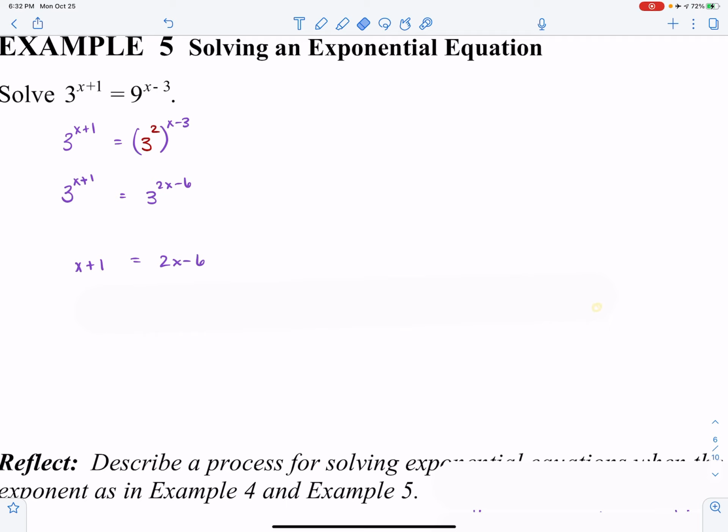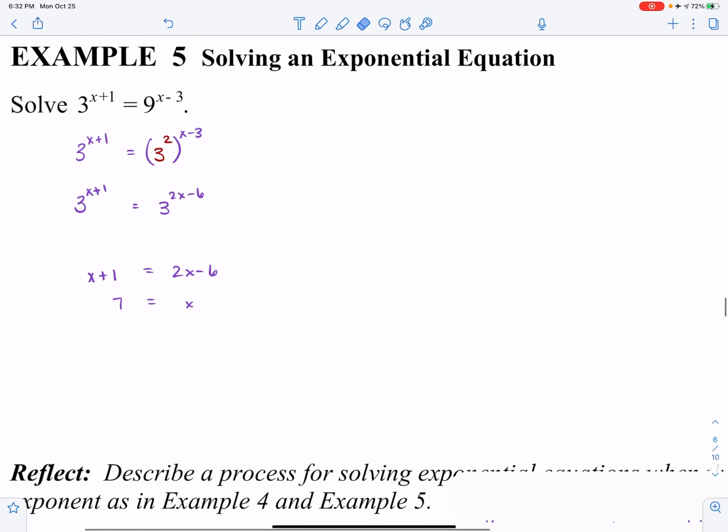X plus 1 power equals 2x minus 6 power. Now all I need to do is solve this little mini equation. So I'm going to subtract x on both sides, and I'm going to add 6 to both sides, and that'll give me an x value of 7.